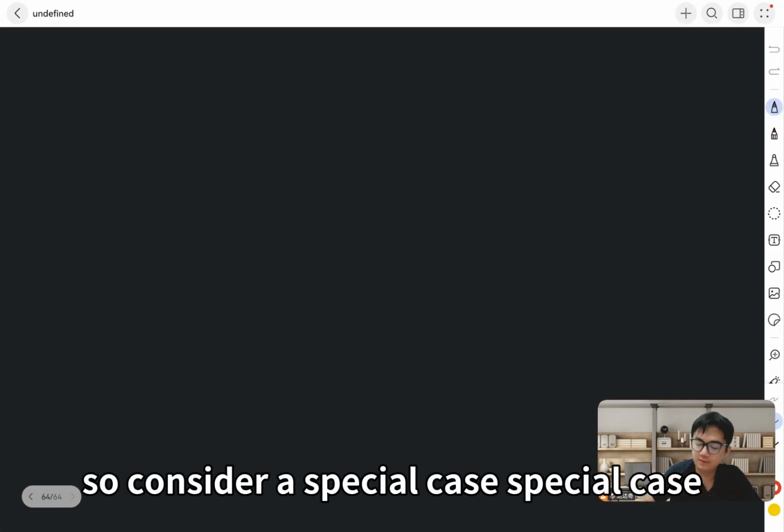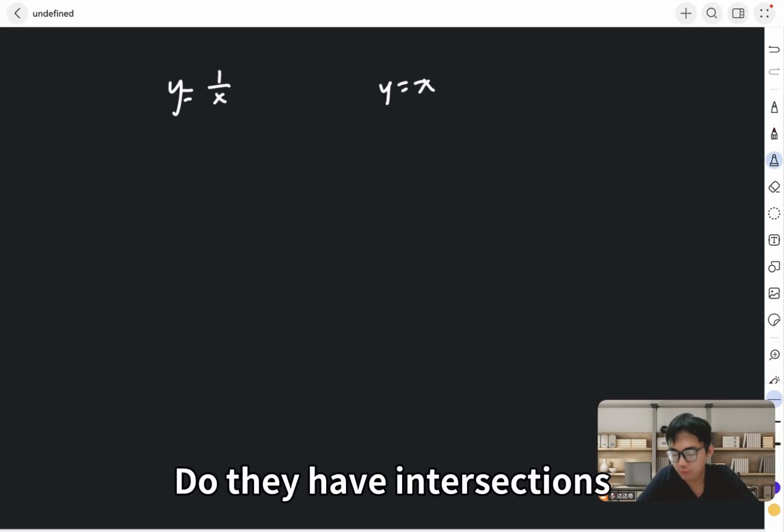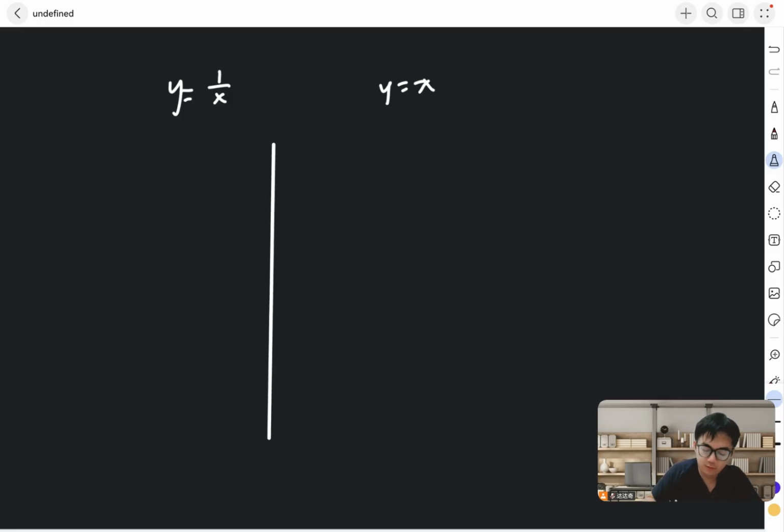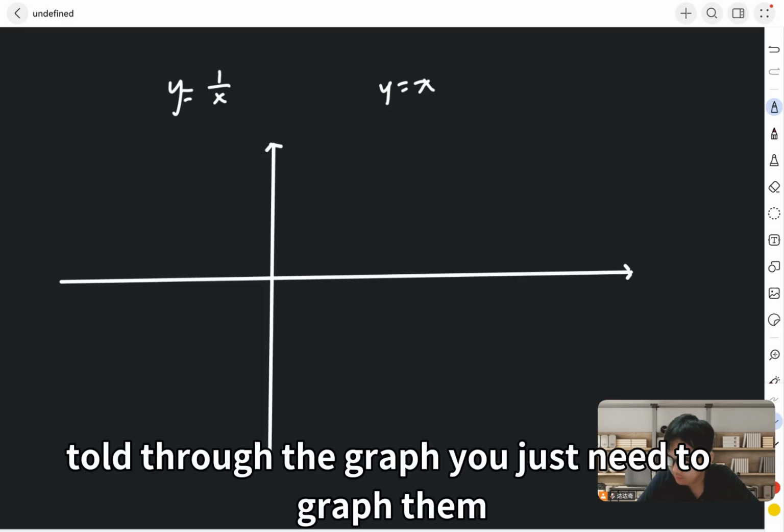So consider a special case. y equals 1 over x and y equals minus x. Do they have intersections? Do they meet each other? Well, everything can be told through the graph. You just need to graph them.